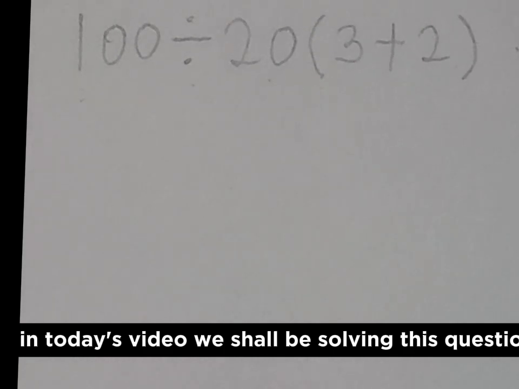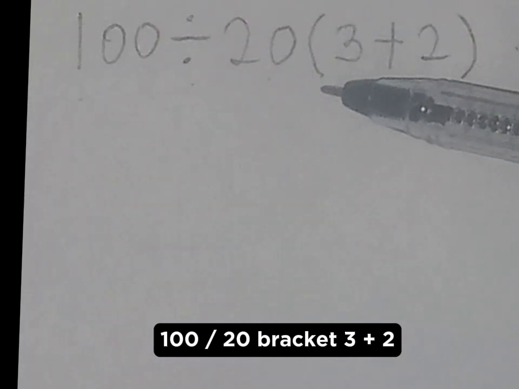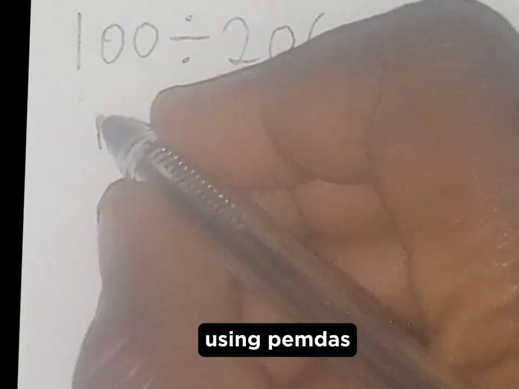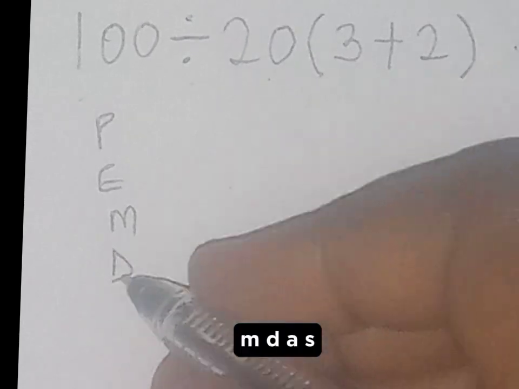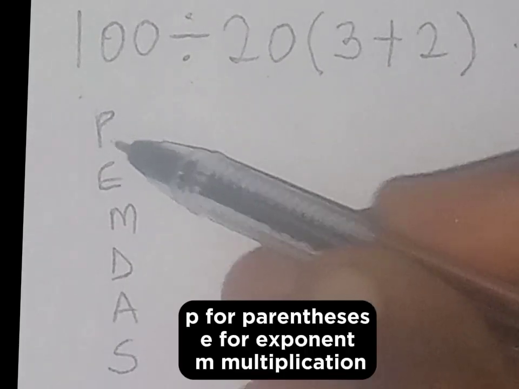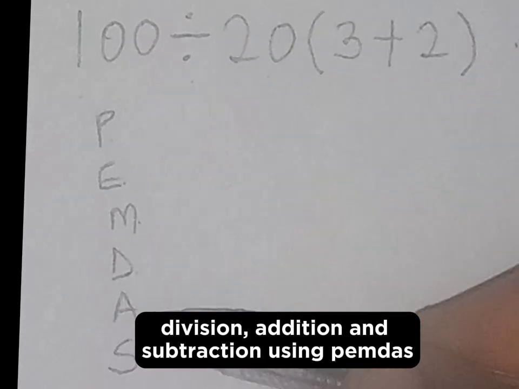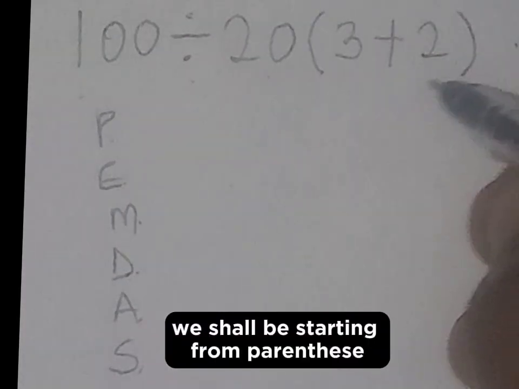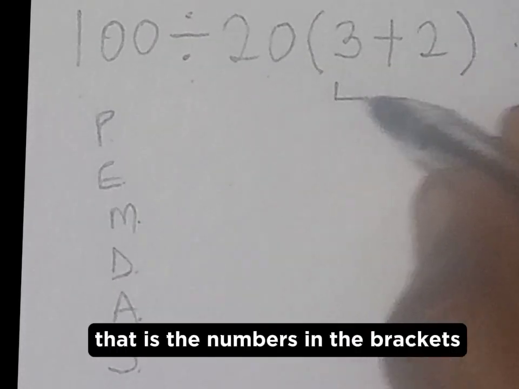In today's video, we shall be solving this question: 100 divided by 20 bracket 3 plus 2. Using PEMDAS, P-E-M-D-A-S, P for parentheses, E for exponent, M multiplication, division, addition, and subtraction. Using PEMDAS, we shall be starting from parentheses, that is, the numbers in the brackets.